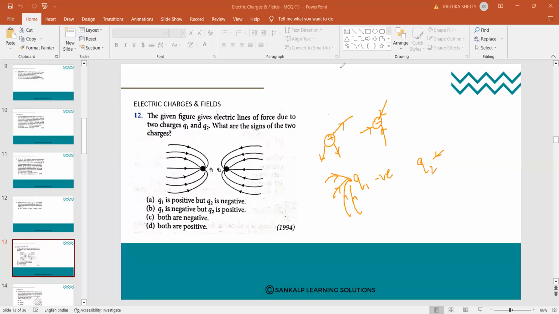So is it option? Yes, very good. That is option C. So Shweta, Priyanka, Manya. Yes. So other students understood? In both figures, at Q1 and Q2, what is happening? The charges are coming and terminating at that point. Therefore, option C, both are negative charges here. Then the next question.